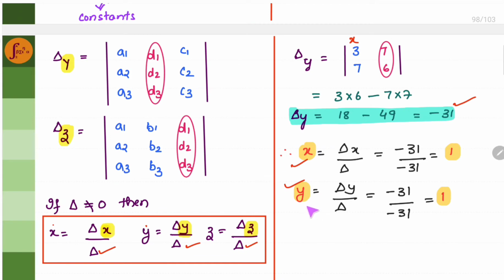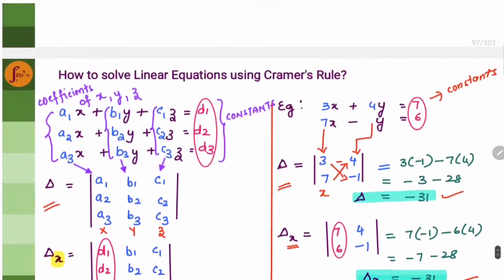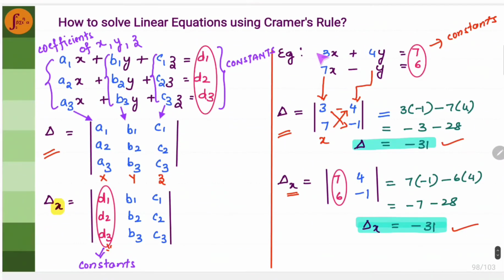Similarly, we do for finding y: determinant y by determinant, which is minus 3 by minus 3, which is 1. So we have found the values of x and y. Now we can verify if whatever values we have found for x and y are correct. We can verify this by substituting the values of x and y in this linear equation.